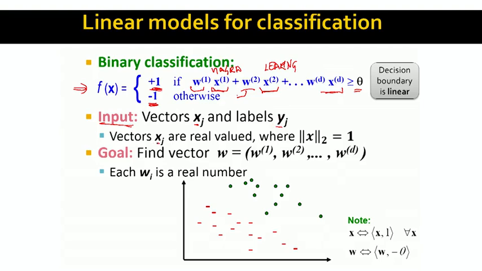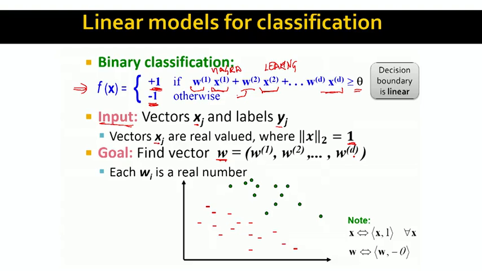where x's are real valued or binary valued. In our case, we will now take these big binary vectors and normalize them so that their Euclidean length equals 1. And our goal is to find a vector w, with the same number of components as x has, such that w now separates out spam from non-spam.